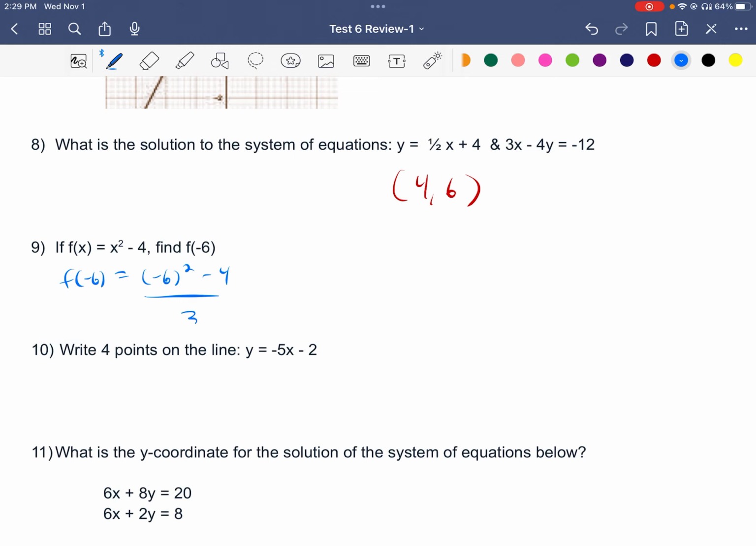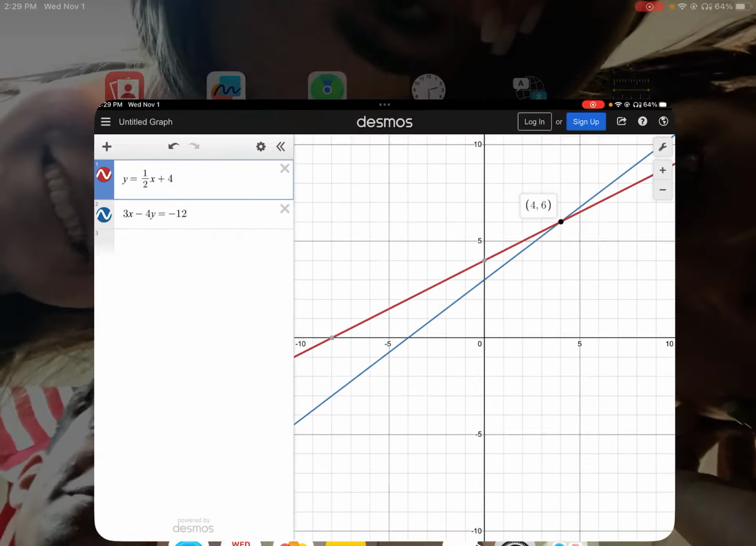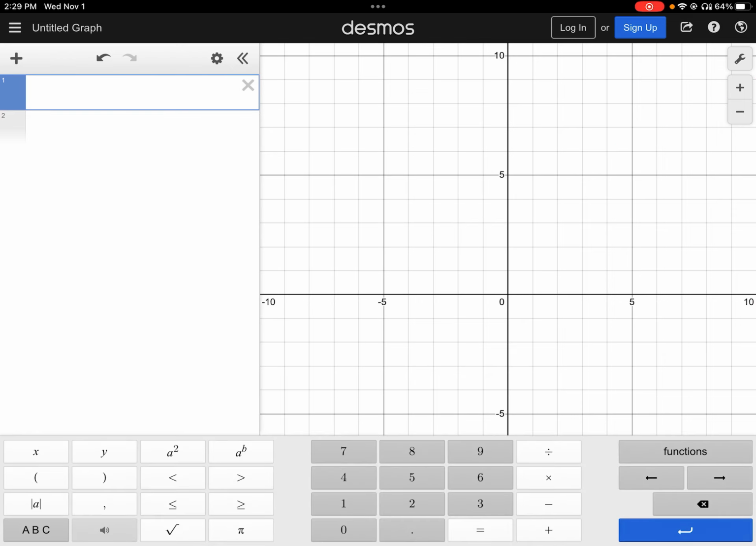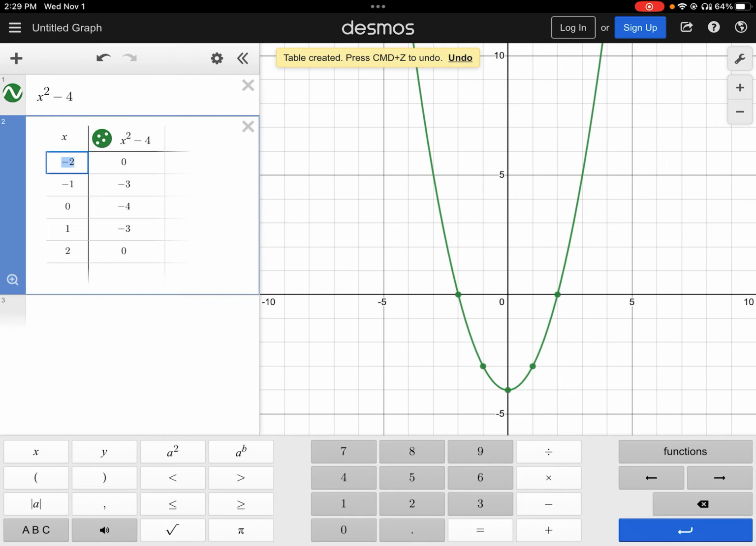You should get 32. You could also type in, I'm going to do x squared minus 4 on Desmos. Go here, and I'm going to replace one of these x's with a negative 6, and you can see the output is 32.